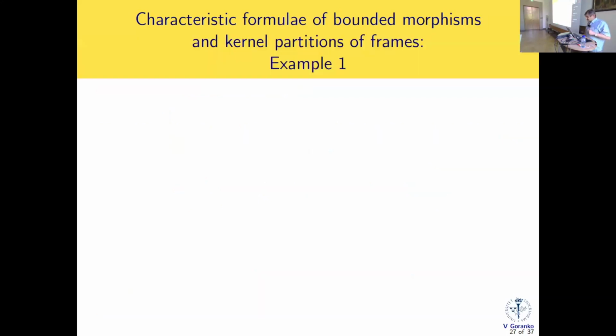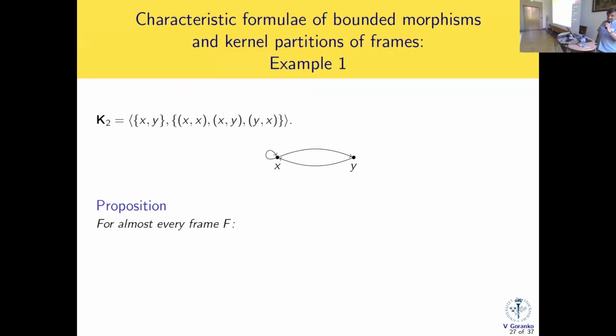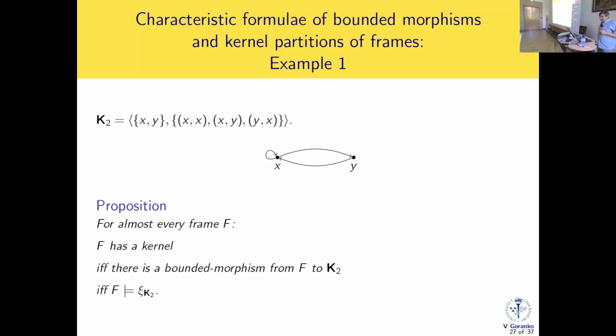Now I want to give two examples, and then I'll tell you why. The first one is about a kernel. The standard notion of a kernel that everyone apparently knows can actually be characterized by a target frame consisting of just these two vertices and a loop on X in the following sense. For almost every finite frame, that is, with probability 1, because this is about finite frames, of course, F will have a kernel precisely when there is a bounded morphism from F onto this one. And it's precisely when it satisfies this characteristic formula.